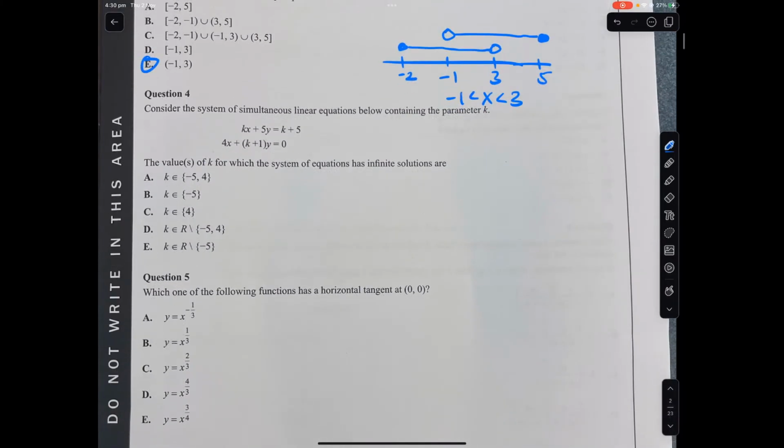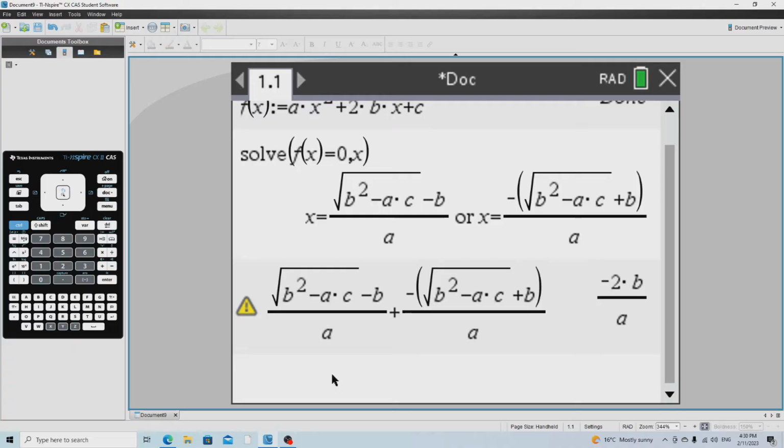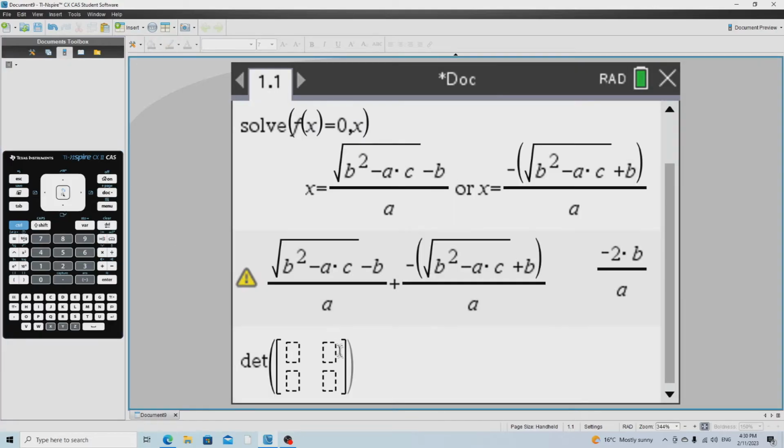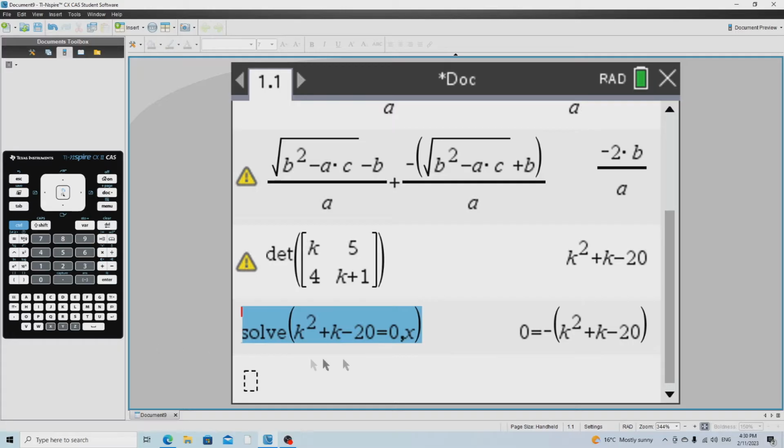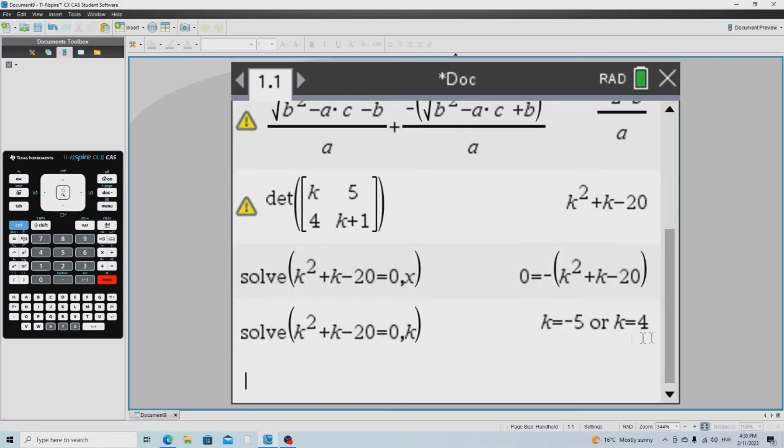Next question, 4. Consider the simultaneous linear equations below containing the parameter k. These two are here. The values of k for which the system of equations has infinite solutions. Okay, I'm just going to do this on my calculator. I'm going to use the determinant and these matrices. These are your x and these are your y. Your first one is k and 5. The next one is 4, k plus 1. And what we're going to do is solve answer equals 0, comma k. And we get negative 5 and k equals 4.